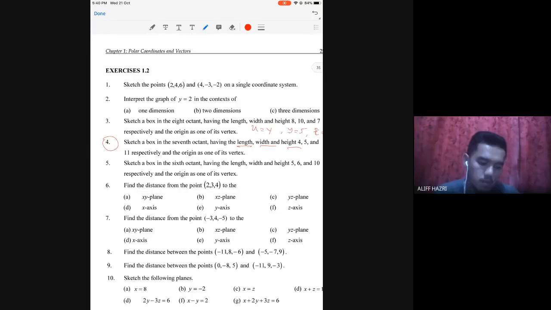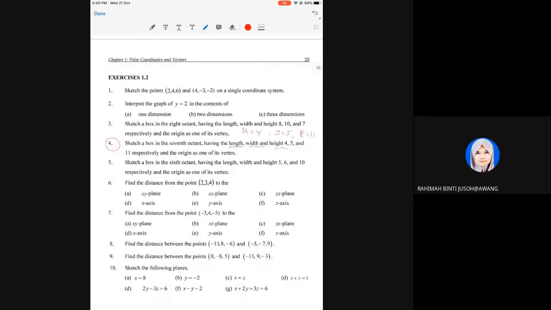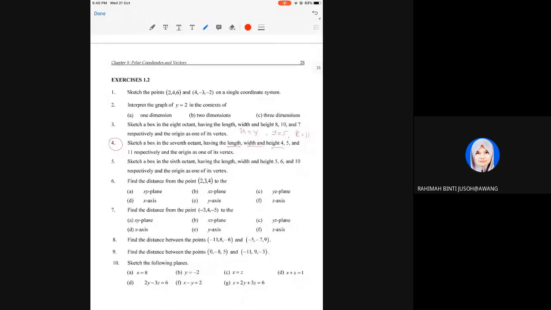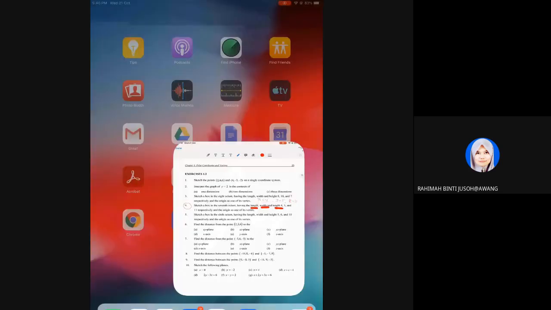Exercise 1.2. Okay, jom kita let us do question number 4. Okay, biasanya guys, bila soalan disebut length means X. Okay, X equals to X axis, width is Y axis, height is Z axis. So dalam soalan number 4 ni dia nak 4, 5, 11.